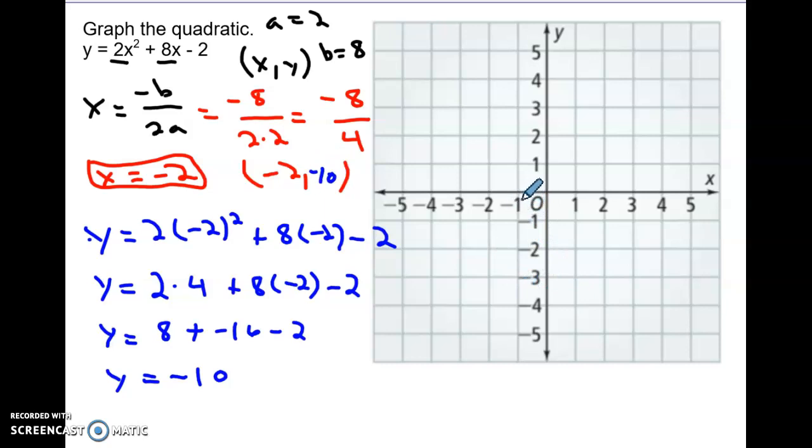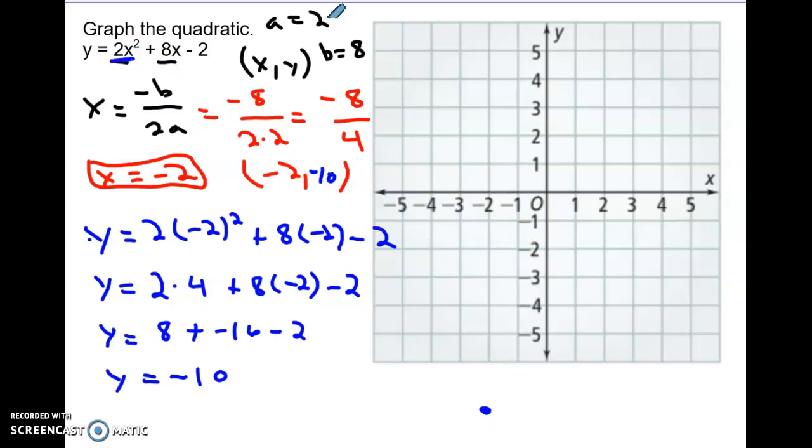So I'm just going to plot that point, negative 2, negative 10. It's kind of way off the graph here, but we should be okay. We can just plot it down there. From there, we want to get some more points. We don't really know if the parabola opens up. Well, actually, we do know. I think we've talked about that already. This number in front, a, is positive, so it should open up.